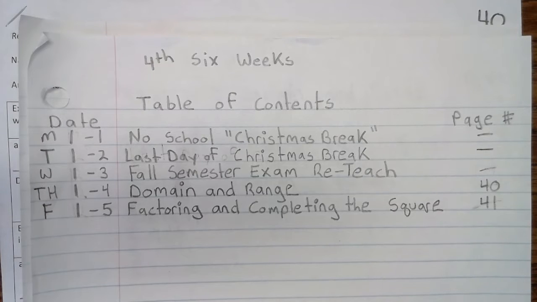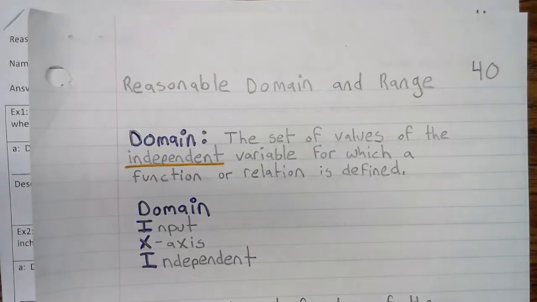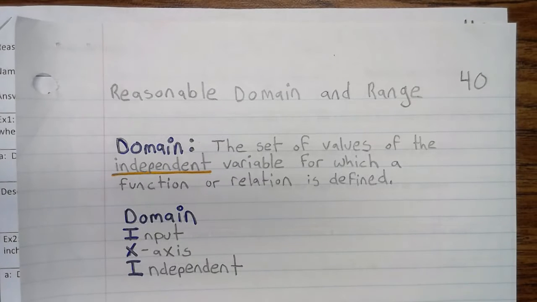If you would, update your table of contents. All right, now your table of contents are updated. Let's take a look at our notes. So reasonable domain and range on page 40.